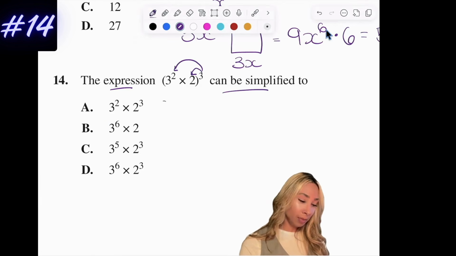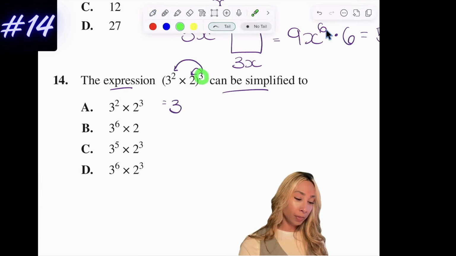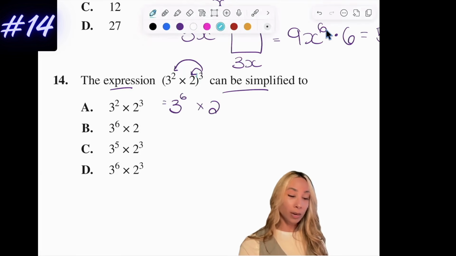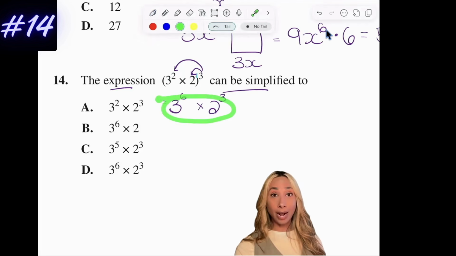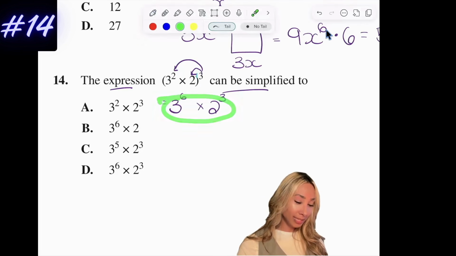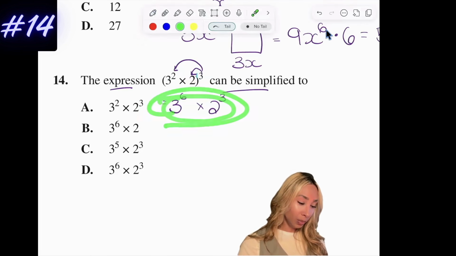So this is going to leave me with 3 to the power of 3 times 2, which is 6, times 2. Remember, there is an invisible 1 here. 3 times 1 is going to be 3. And these two exponents do not have the same base, so we are not able to combine them together. So that's going to leave me with, this is my answer, which is D.